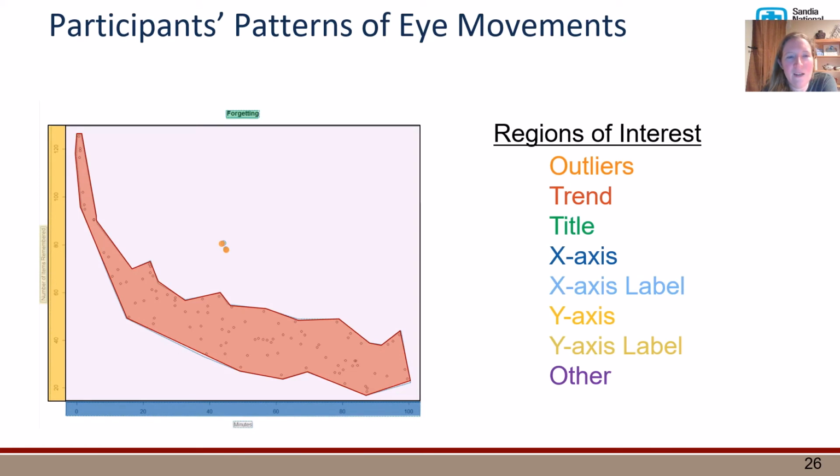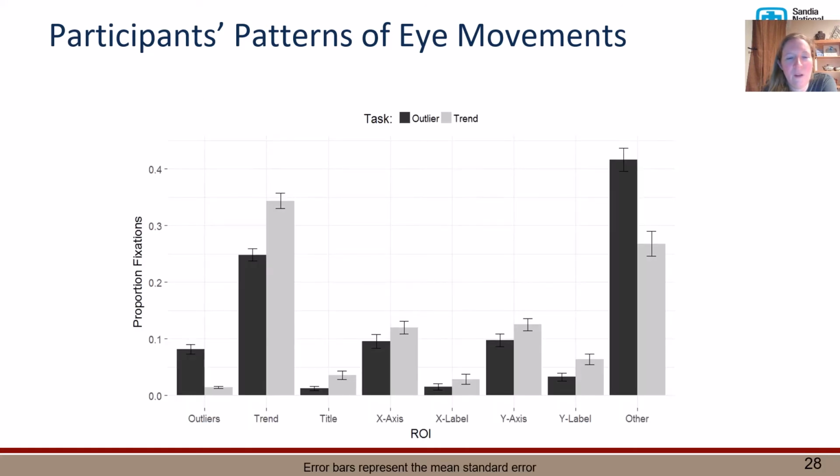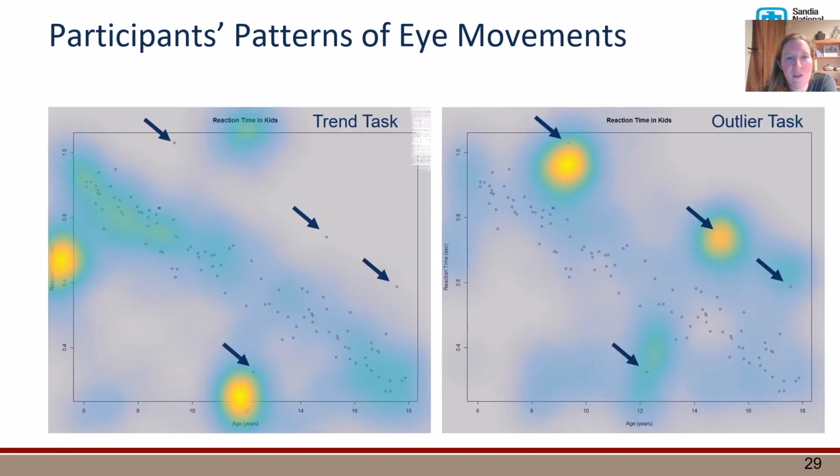Once again, we divided the scatter plots into regions of interest so we could analyze patterns of eye movements. In general, we found that participants had more and shorter fixations in the outlier task than in the trend task. So this is a pattern that's indicative of visual search. And most importantly, we found that in the outlier task, these darker gray bars, people had a higher proportion of fixations to the outliers. In the trend task, with lighter gray bars here, people had a higher proportion of fixations to the trend. So just to give a couple little examples, the outliers are indicated there with arrows.